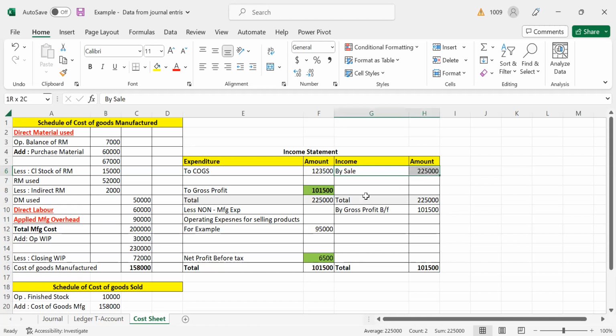So this is the sale, and cost of goods sold is this much, 123,000 here. Gross profit is this much, and from the gross profit we are going to deduct the manufacturing expenditure and non-manufacturing expenditure. Manufacturing expenditure comes here at this part. Non-manufacturing expenditure are those expenditures which are related to selling and distribution, advertisement, and all those, right? So operating expenditure, $95,000. Now net profit before tax is 6,500. So this is what we have received here.